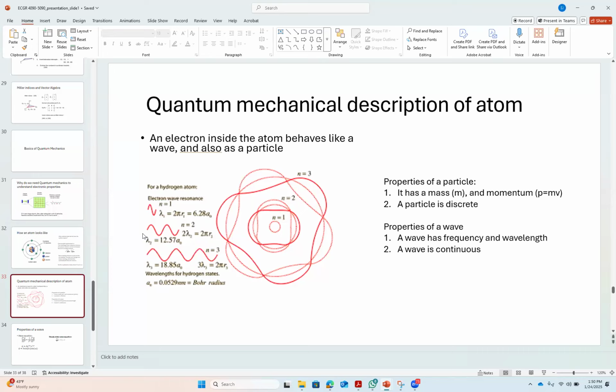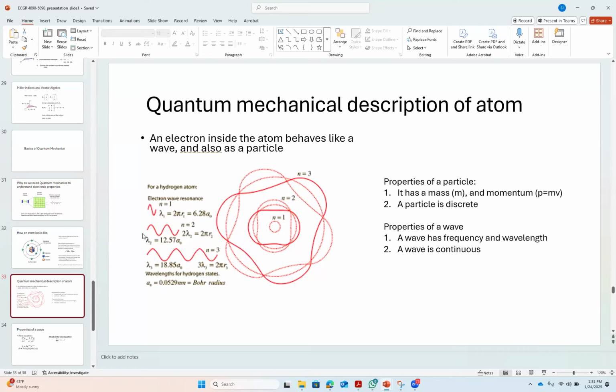In the case of a wave, a wave doesn't have mass, right? A wave instead has frequency and wavelength. So you cannot really say that a particle has a frequency. It doesn't mean anything. What do I mean if I say that this guy has a frequency? It's just meaningless. But in the case of a wave, we can talk about the frequency and wavelength. So this is one big difference between particle and wave. Another big difference is that a wave is continuous, whereas a particle is discrete.